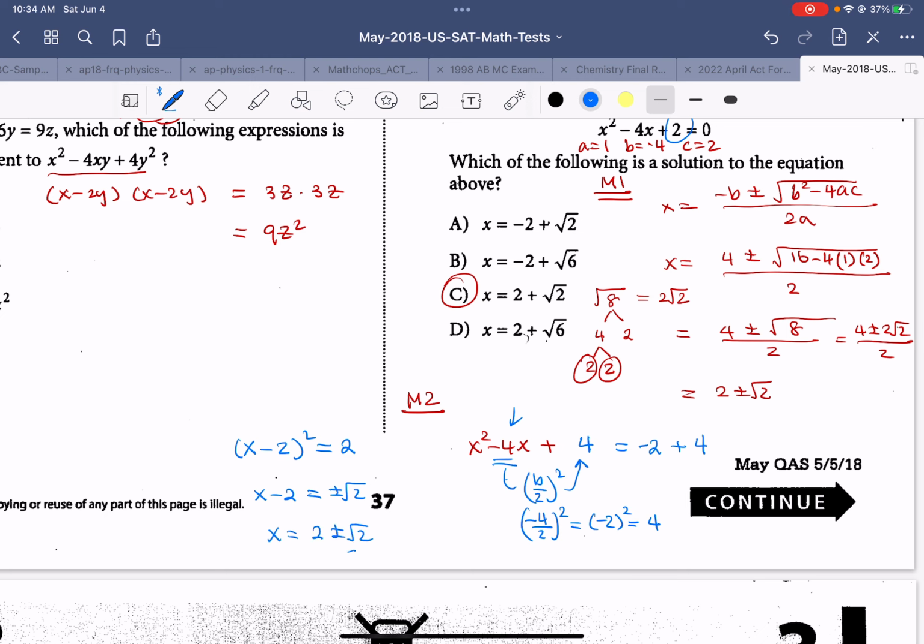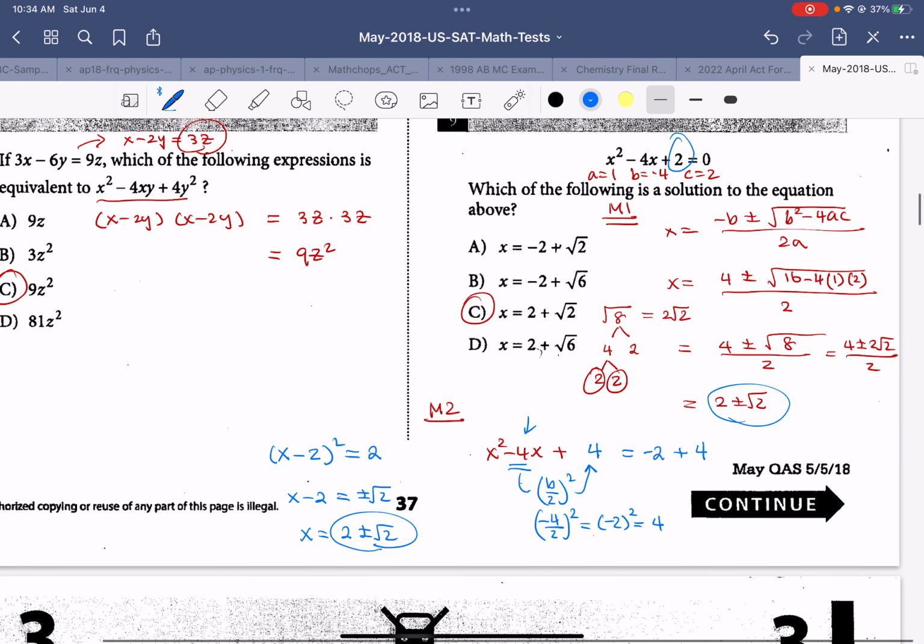So I end up with the same answer. This one, same answer. So the only answer you have in the answer choices is 2 plus root 2. So the answer should be C. Okay? So you have basically 3 methods, but in this problem, it's not factorable. So you can either use the quadratic formula or complete the square.